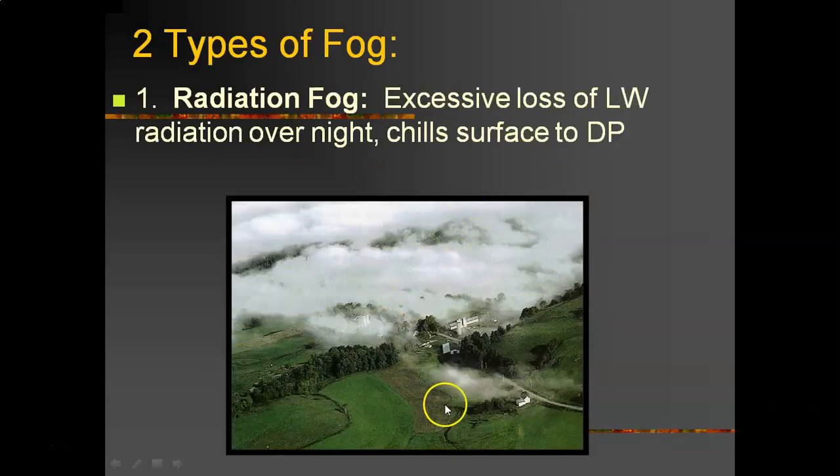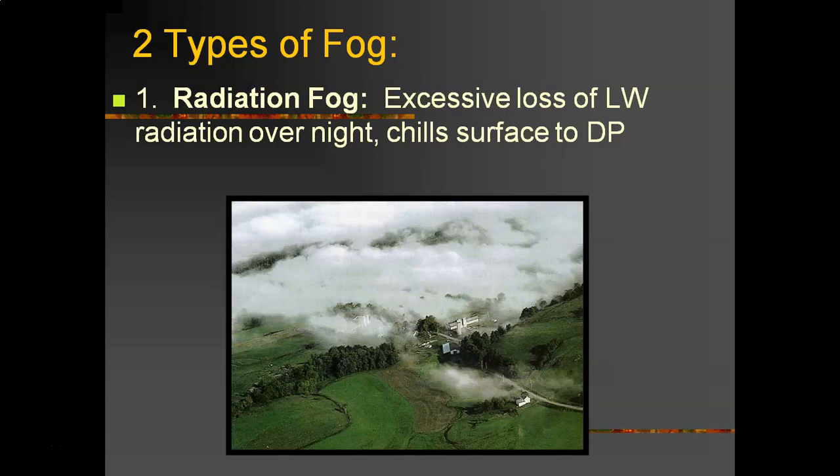And the first one that I want to introduce you to is called radiation fog. And this is by far the most common type of fog. This is what we get whenever we have fog. It's called radiation fog because it's referring to the loss of long-wave radiation overnight.